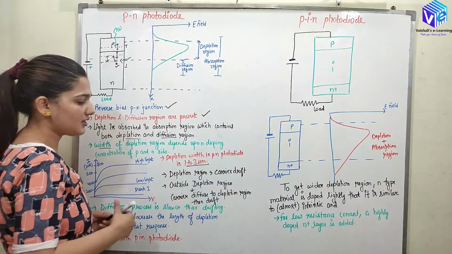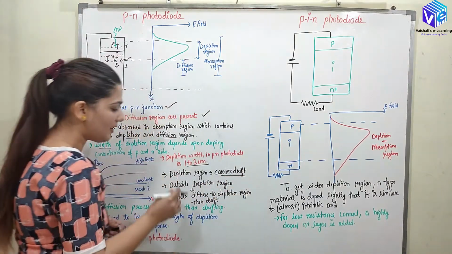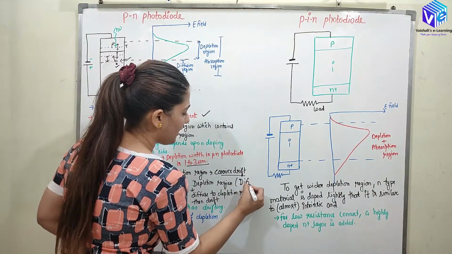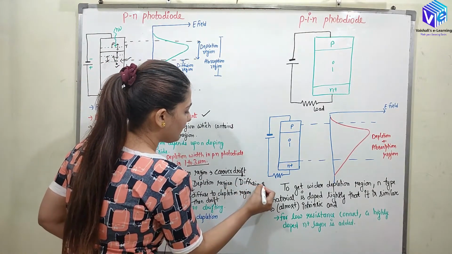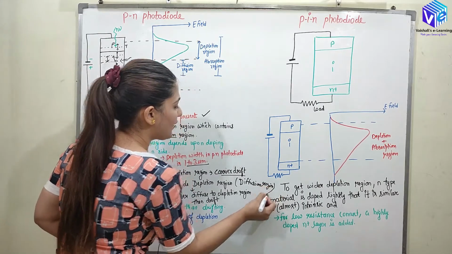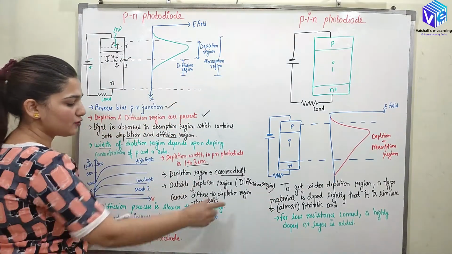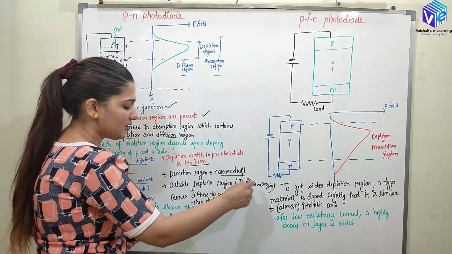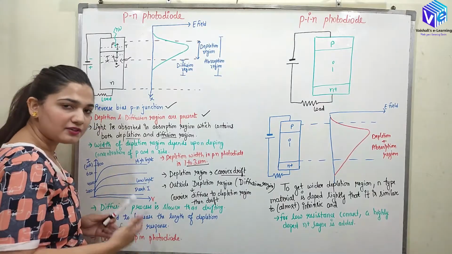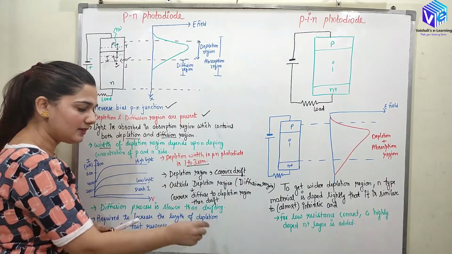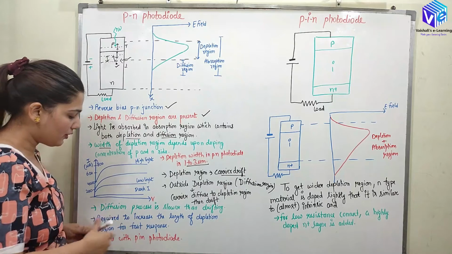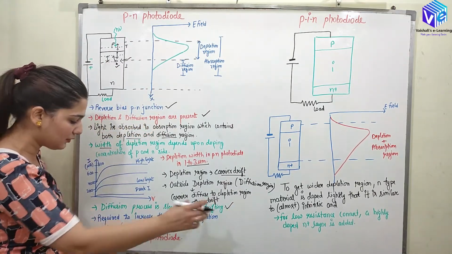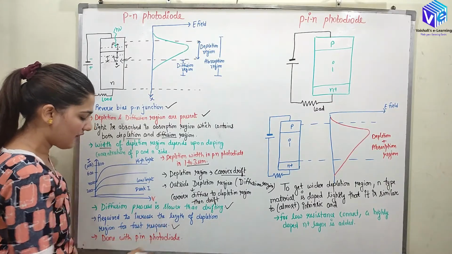So the depletion region will have carrier drift only, but outside the depletion region is the diffusion region. Here we are talking about the diffusion region, which is also part of the absorption region. In the diffusion region, we have carriers which diffuse to the depletion region. First diffusion will happen, then the drift will happen. We all know the diffusion process is slower than the drifting. We want to increase the length of the depletion region for a faster response.